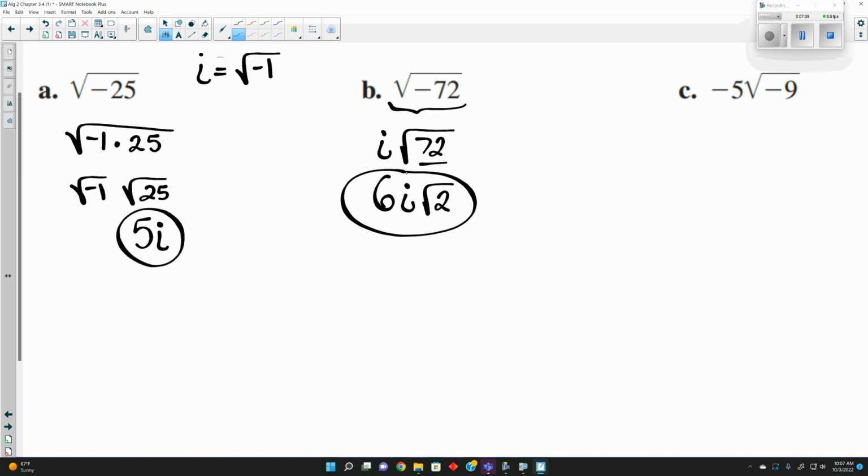You can go on and type square root 72 in there, and it'll tell you that it's 6 square root of 2. We throw the i in, because again, that's where we got the negative out.